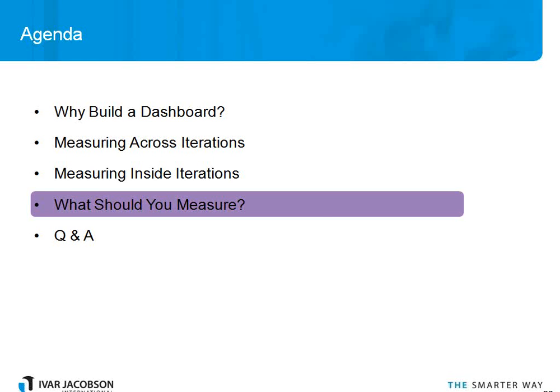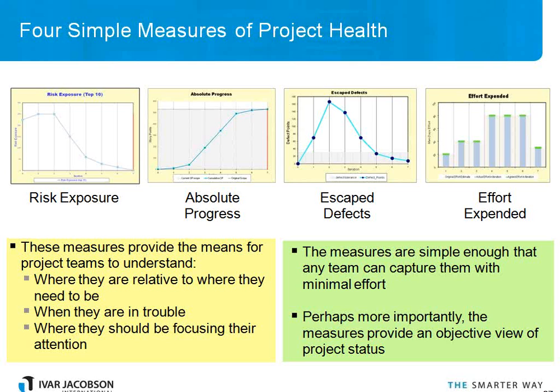So we would recommend 4 simple measures that would allow you to understand the health of your project. This is something I personally would recommend every iterative project doing. They allow you to understand where you are relative to where you need to be. It allows you to understand when the project's in trouble and what areas you should be focusing attention on. They're very simple. You can capture these measures very easily.